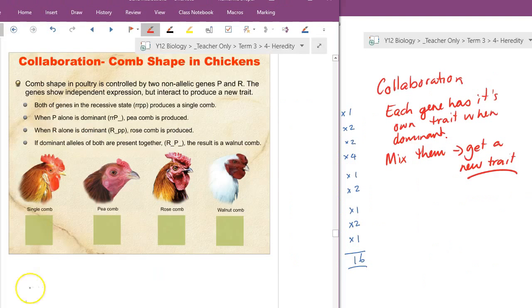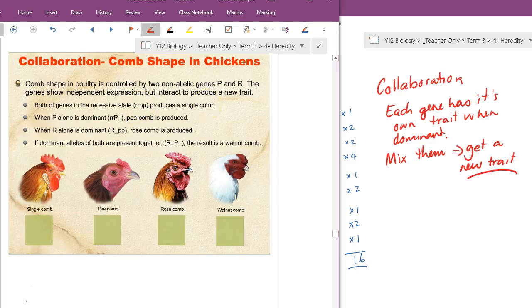Now, the last one that I was also going to go into was collaboration. And this is not where one gene suppresses another or allows another to show, but these are where you have two genes that have their own distinct trait, but when you mix them, you end up getting a blend of the two characteristics. So it's sort of like incomplete dominance, but with two genes, not one. Okay? So let's just have a look at it. Here we have the roosters with the combs. If you have a single comb, you don't have either the R or the P gene, or in my example here, A or B.